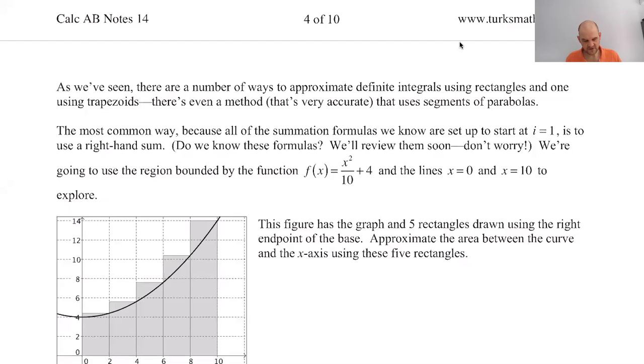All right, we're back. We're on page 5 of Notes 14. We're talking about approximating definite integrals using summations. So like a right sum, a left sum, a midpoint sum, possibly a trapezoidal sum.